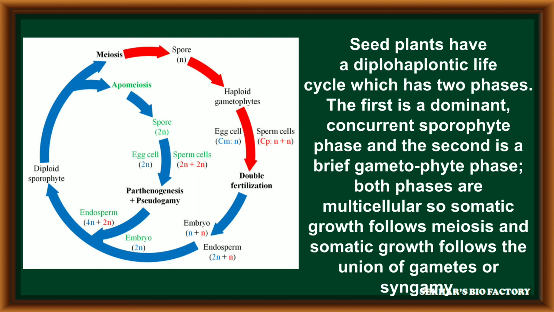Seed plants have a Diplo-Haplontic life cycle which has two phases. The first phase is the dominant, independent sporophytic phase and the second phase is a brief gametophyte phase. Both phases are multicellular. Somatic growth follows meiosis, and somatic growth follows the union of gametes or syngamy. These are the different types of life cycles observed in plants.